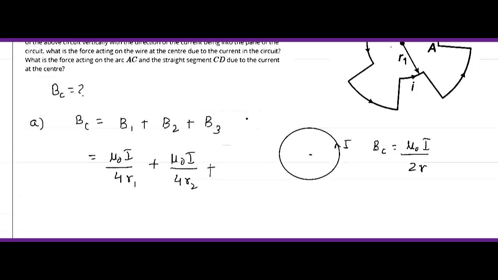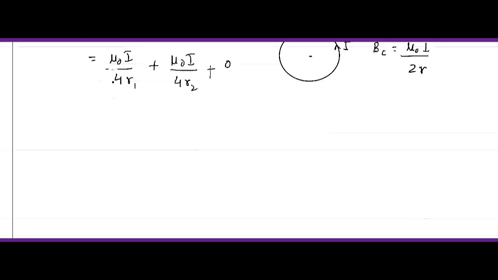Now, what is the magnetic field due to this straight wire? This would be passing through the center. So there would not be any magnetic field due to these parts, because their line of action is directly passing through the center. So this would be 0. So now we can take mu naught I by 4 as common, then 1 by r1 plus 1 by r2.